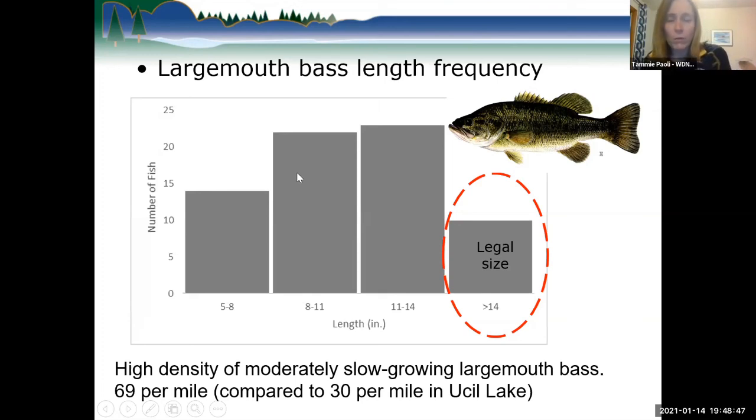So what we determine is that we have a high density, meaning a high number, of moderately slow growing largemouth bass. We calculated it to be 69 largemouth bass per mile. Comparing that to neighboring Seal Lake, where we had 30 largemouth bass per mile, we obviously have a much higher density of bass in Wescott Lake. And that'll become important when I'm talking about some regulation things in the future.